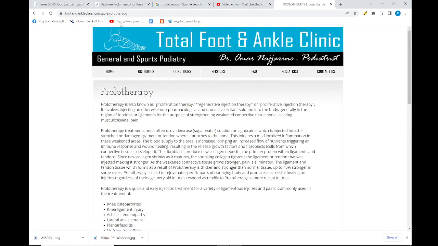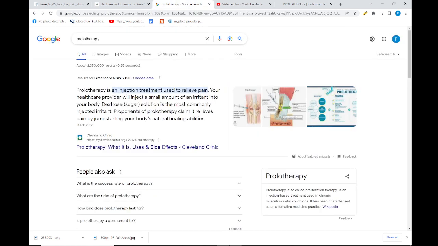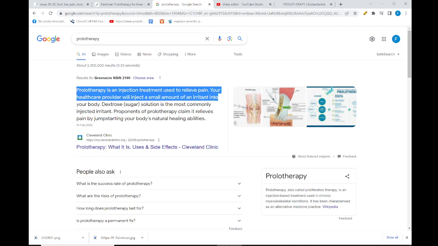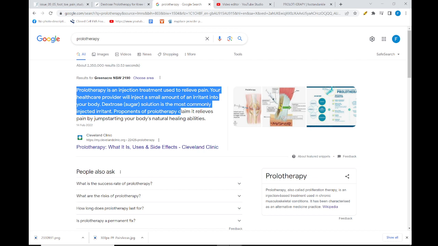So if we just Google prolotherapy, the definition that we get is: prolotherapy is an injection treatment used to relieve pain. Your healthcare provider will inject a small amount of irritant into your body. Now, what an irritant means is either saline, which is like sterile salt water, or dextrose, which is like a sugar solution, which is most commonly used. And the claim is that it relieves the pain by jump-starting your body's natural healing abilities.